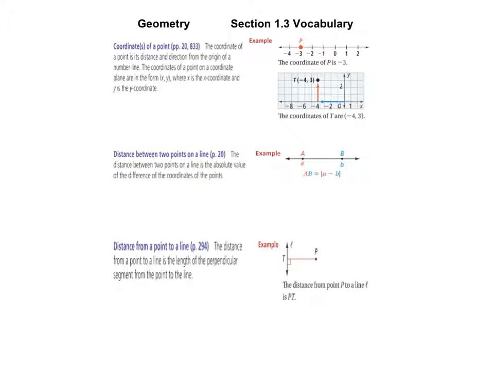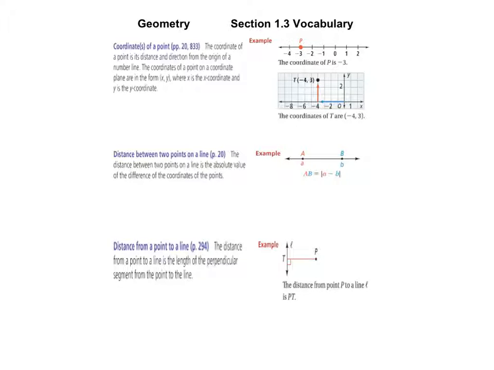First word for section 1.3 is coordinates of a point. Now, as we go through and read this, it says here the coordinate of a point is its distance and direction from the origin of a number line. So you have two different things here. You have a number line and you have a coordinate plane. Let's first talk about the number line. The coordinates are much easier to figure out on a number line, obviously, because there's just one line here. You see point P, and the coordinate of point P is -3. In other words, where is that dot at? What number represents that dot? And in this case, it's -3.